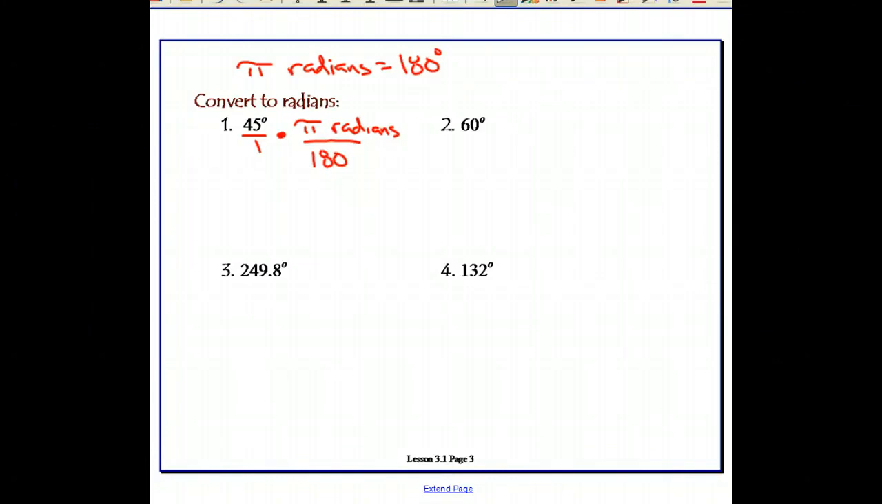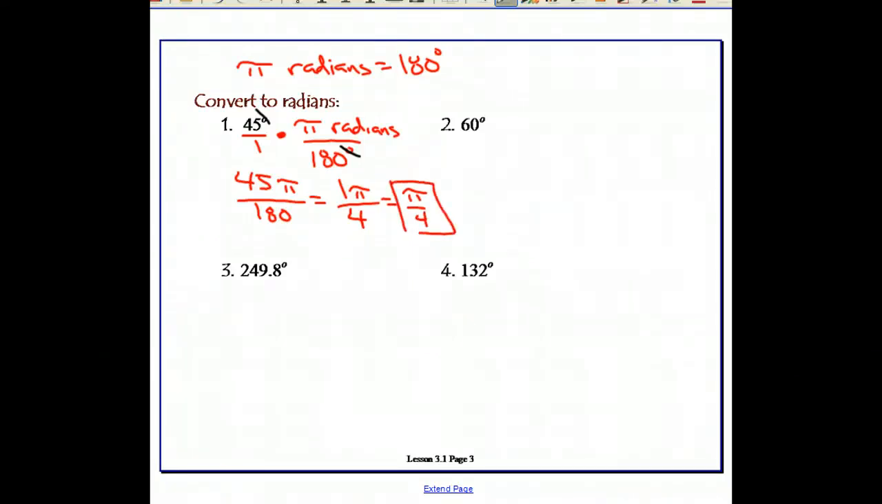Notice the degree unit is going to cancel out. Oops, didn't leave my 180. Sorry about that. The degree unit is going to cancel out. And we get 45 pi over 180. We can reduce this fraction by 45s. And so I'm going to get 1 pi, and 180 divided by 45 is 4. So 1 pi over 4, or we get pi fourths radians.